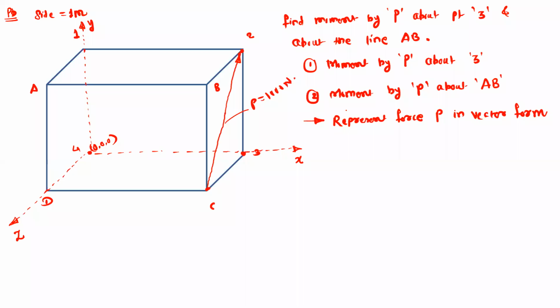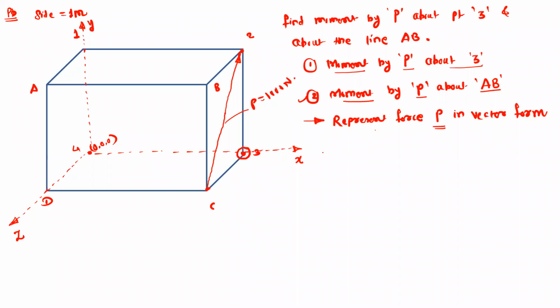Okay, so the first step is we have to represent the force P in the vector form. The question is, we have to find out the moment by the force P about the point 3. Okay, so this is the point 3. And in the second question, we have to find out the moment by the force P about the line AB. So to find out the moment about point 3 or about line AB, your first step will be to represent the force P in the vector form.